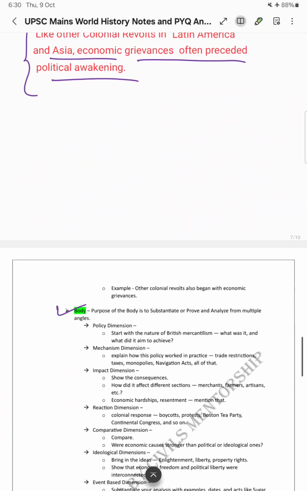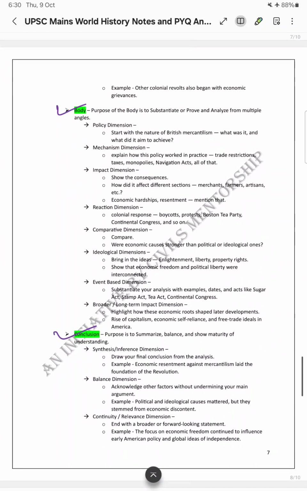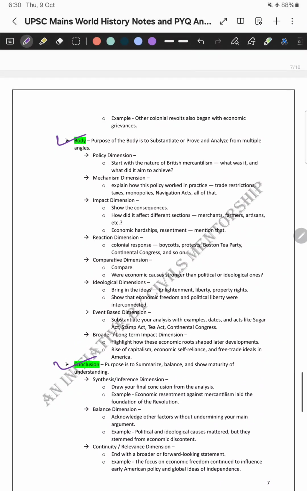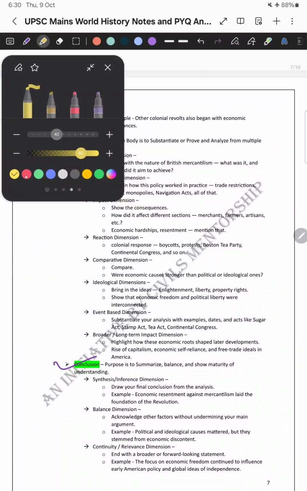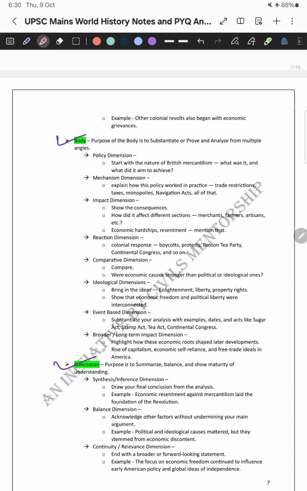Now coming to the main part, that is the body. Now, what is the significance of this one? The significance is very simple: 80% of the marks that you will get are based on the body part only. So, in this particular question, in the body part you need to prove that argument with evidences, logic, facts, examples. So the purpose over here is to substantiate or prove and analyze, but from multiple angles, not only from one dimension you need to cover.